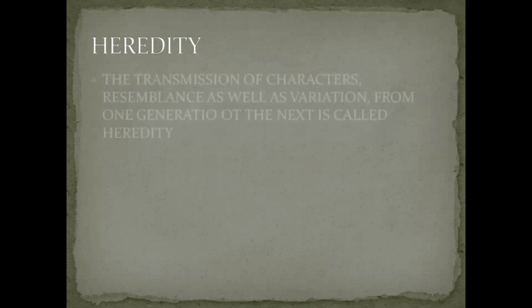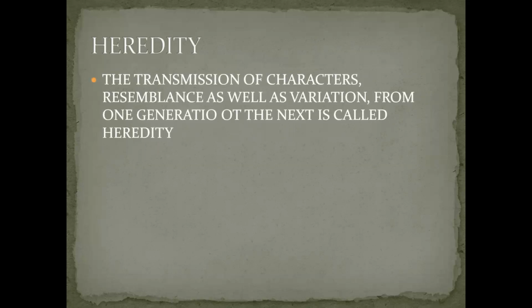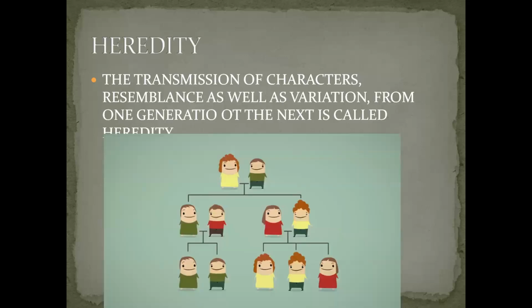Now, heredity is the transmission of characters. These characters can be resemblance and also variation. Resemblance and variation from one generation to the next is called heredity. So it is transmission of characters. It can be resemblance. Now, Upal and Noel almost look the same. That is resemblance. But you and Tasmiya and Ayan are different. That is called similarity and variation passed to the next generation. Here you can see.